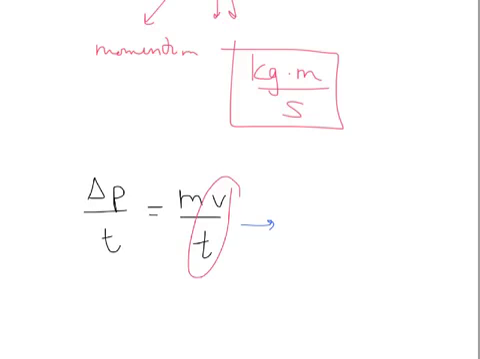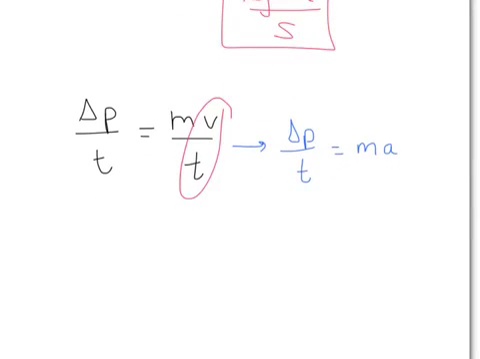Again, v over t is really acceleration. So we can replace that v over t with the variable a instead of having v over t on the right-hand side there. Which leaves us with delta p over t equals ma. But what was Newton's law that told us about ma? What was ma really, Reese? Force. Force, good. The net force on an object. So really what this tells us is that the change in momentum over time is equal to the net force on an object.